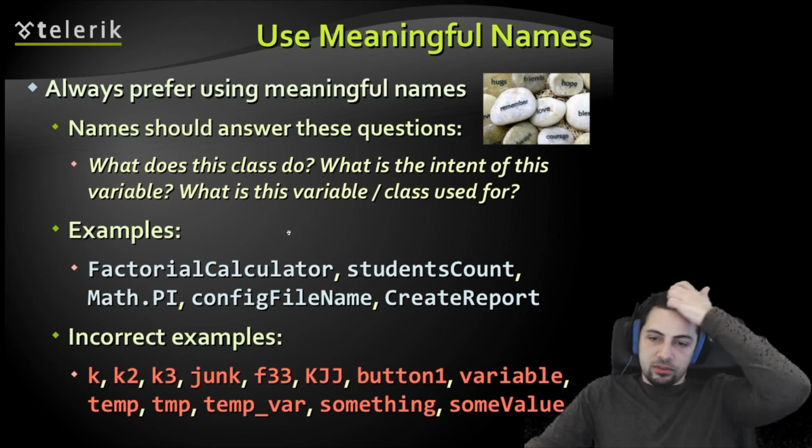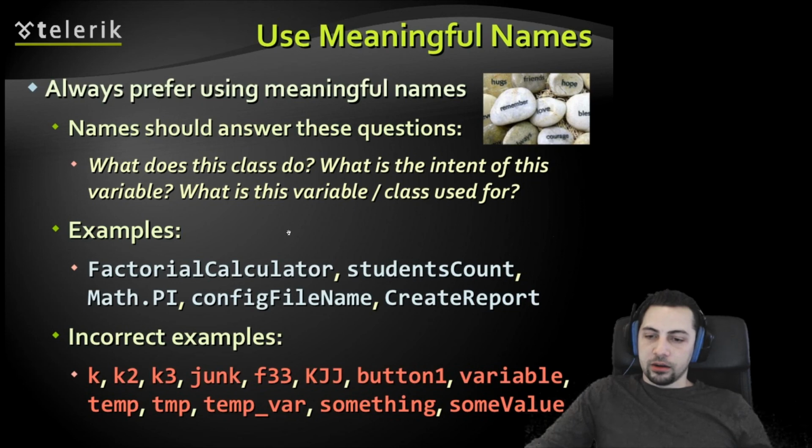Good example names: factorial calculator. What does it do? It calculates factorials. Students count. It counts students. Math.py obviously is about baking. Config file name. It's the file name for the configuration file. Create report. You know what it does? It makes waffles. Whereas something like K or junk or button1 doesn't really do anything.